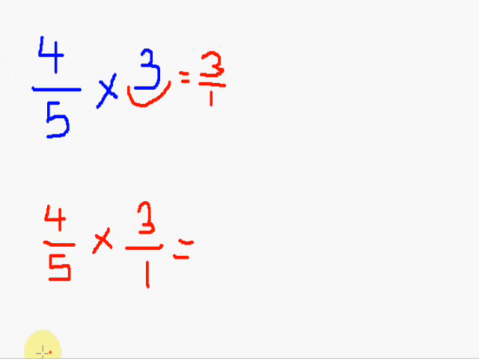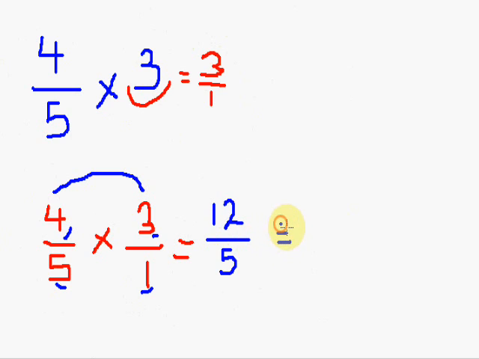There is nothing here that can be reduced, that can be cancelled. Diagonally, 5 and 3 no, 4 and 1 no. You simply multiply straight across your numerators and your denominators. So 4 3s are 12, and 5 1s are 5. Your answer is an improper fraction, and sometimes you're asked to convert that improper fraction into a mixed number. And you did it before, I did it before. So let's do it and see what we come up with.